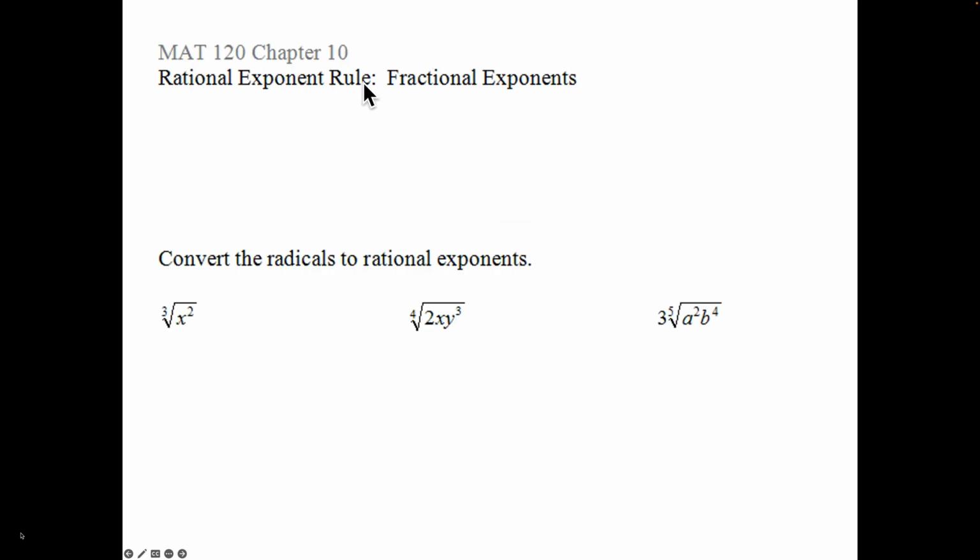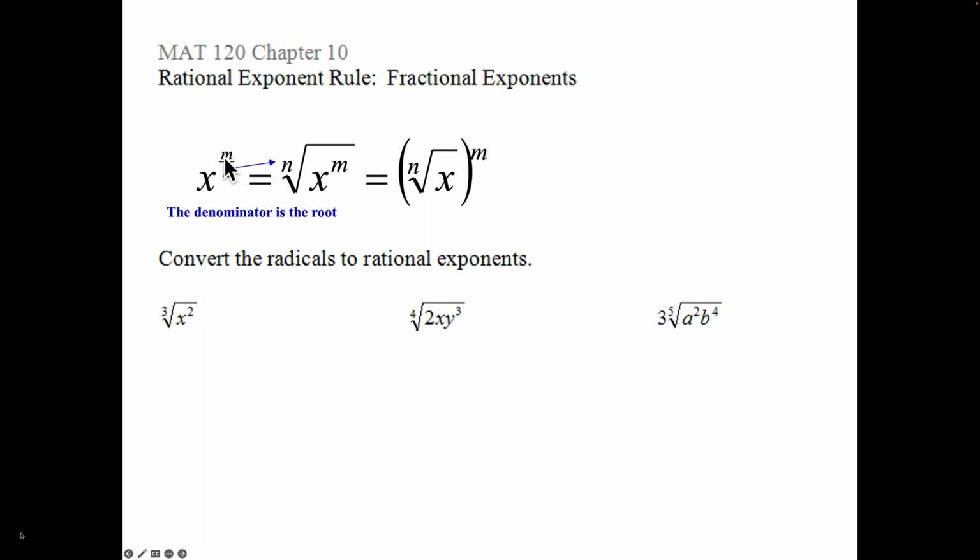Your rational exponent or fractional exponent rule works this way. If I have x to the m over n power, then notice that the denominator of my fractional power is really the root. And the power in the numerator is the power inside on the x. Now you could also write it this way. The nth root of x all to the m power. These are interchangeable.